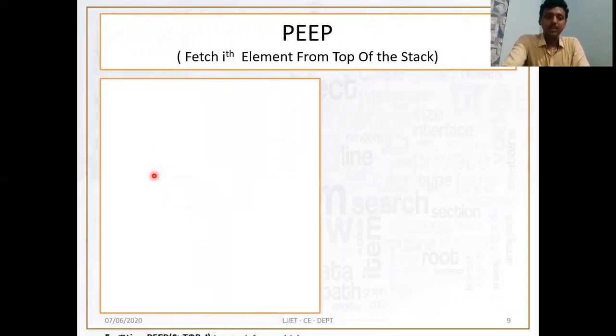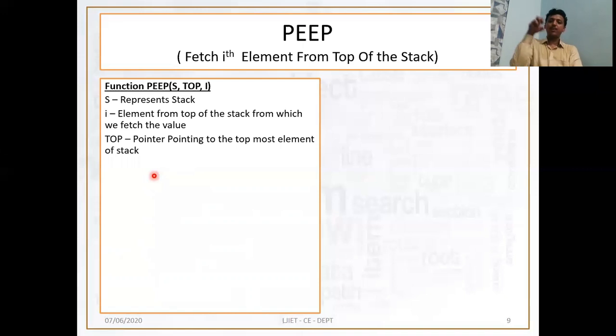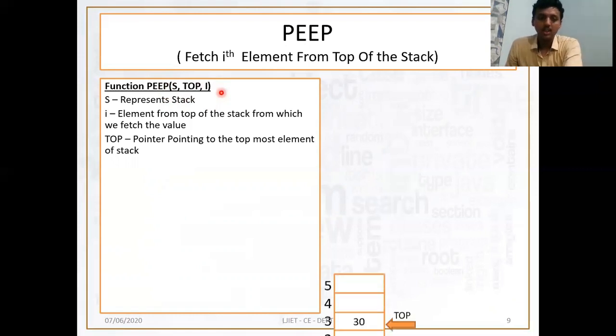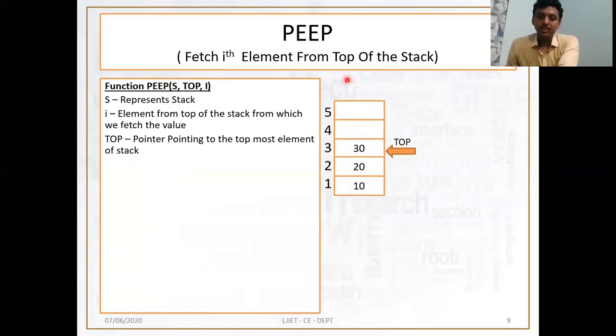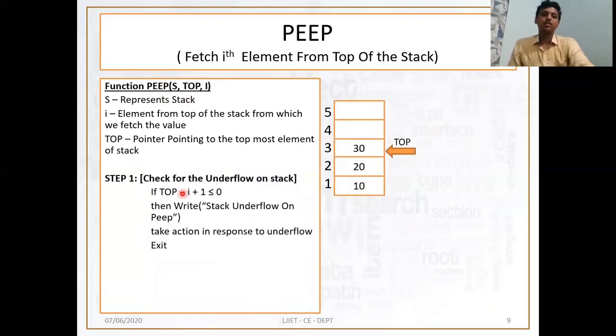Let me clear. The first one is peep, fetching something from the top of the stack. Which element? The ith element from the top. So I am taking the arguments as s, top, and i. See here, first you need to check the underflow condition.